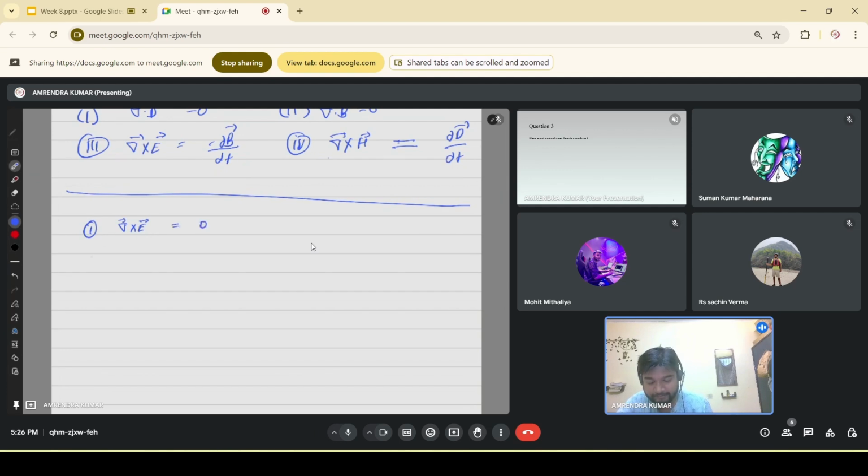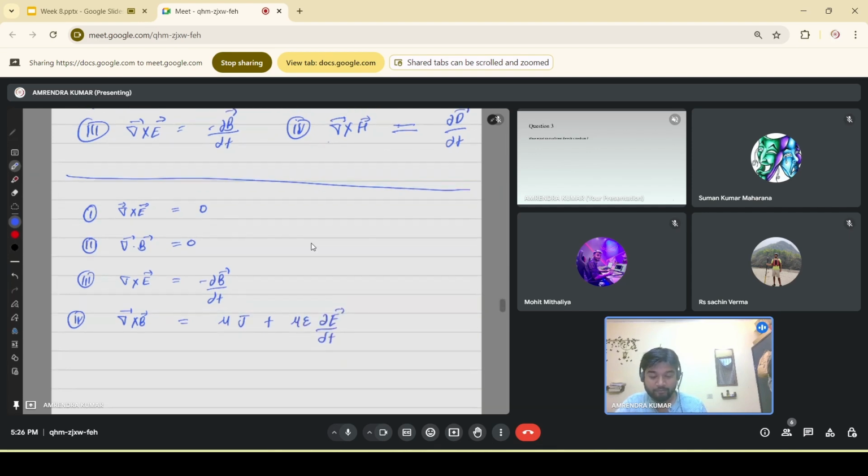So you can write it like this because it is source free. The second one is del dot B, always zero. So you can write it like this. The third one is del cross E is equal to minus del B over del T. And the fourth one is del cross B is equal to mu zero, sorry, mu r, because it's a linear dielectric media, so you can write it as mu J and mu epsilon del E over del T.